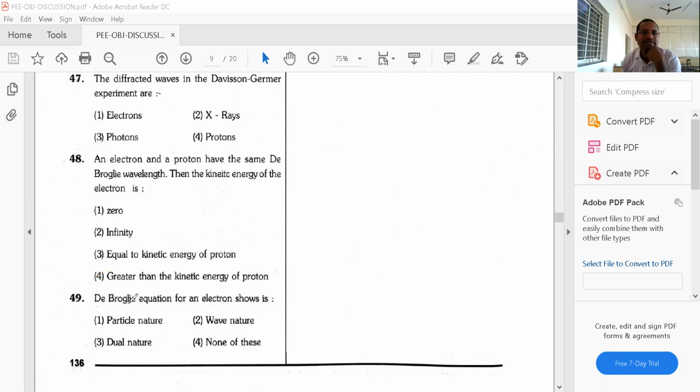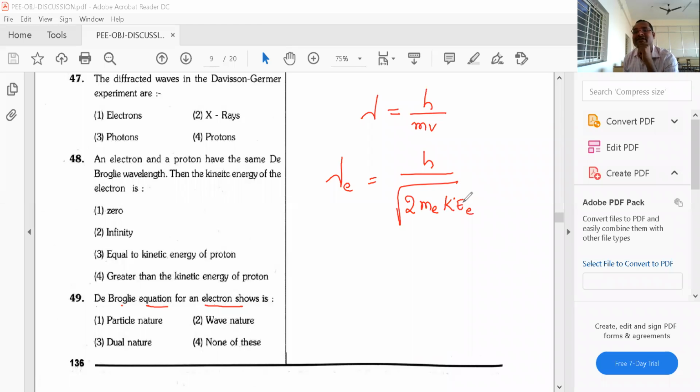Next, question number 49. The de Broglie equation for electron shows what? The de Broglie equation is lambda is equal to h by mv. This is the de Broglie equation for electron. The de Broglie wavelength of electron is h by root of 2 into mass of electron into kinetic energy. That means it is having a relation between mass and wavelength.